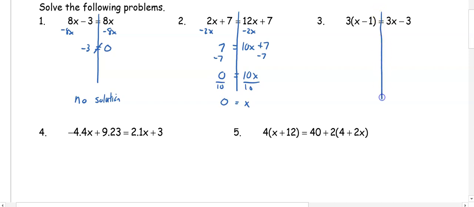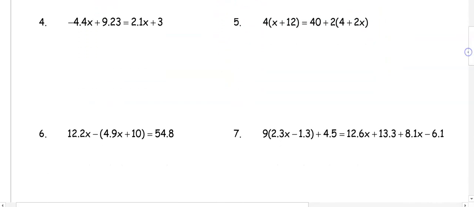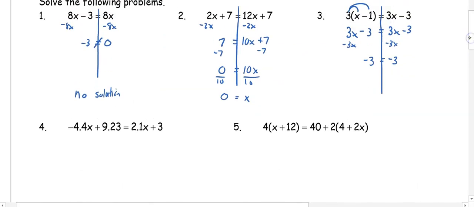In number 3, we have parentheses, so we need to distribute. 3 times x is 3x. 3 times negative 1 is negative 3 equals 3x minus 3. Our next step here then is to subtract 3x from both sides. So we get negative 3 equals negative 3. Because it's negative 3 equals negative 3, this is going to be infinitely many solutions.